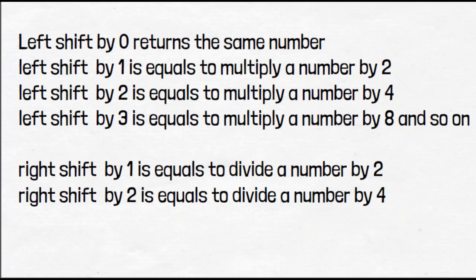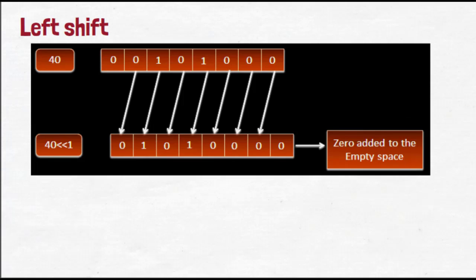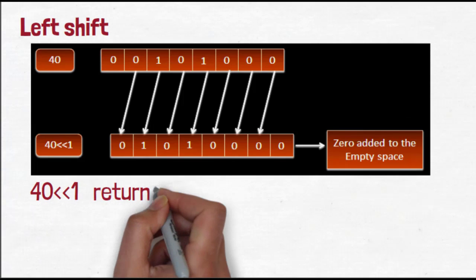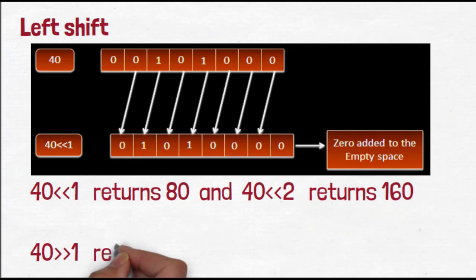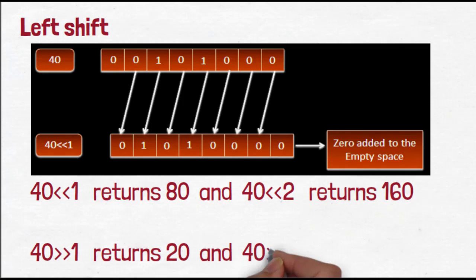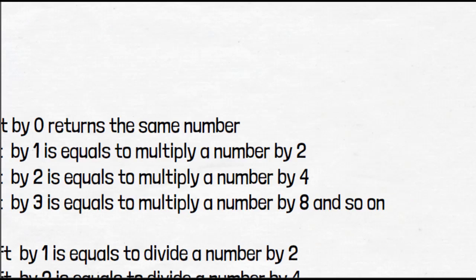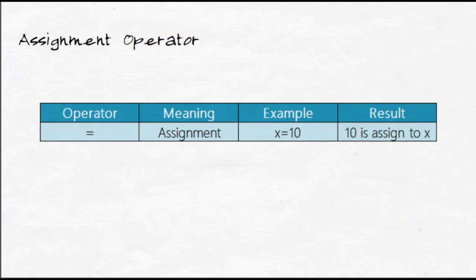So, if we left shift 40 by 1, then it returns 80. And 40 left shift by 2 returns 160. Just like that, 40 right shift by 1 gives 20 and right shift by 2 gives 10. Assignment operator = is used to assign some values to the variable. For example, x = 10 means 10 is assigned to x.